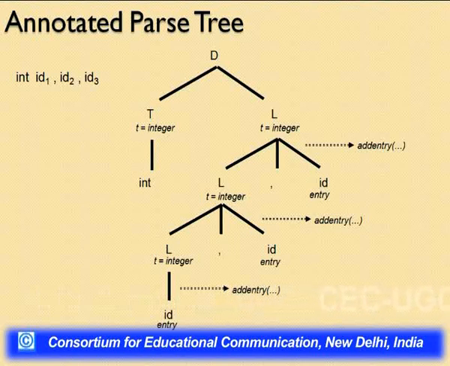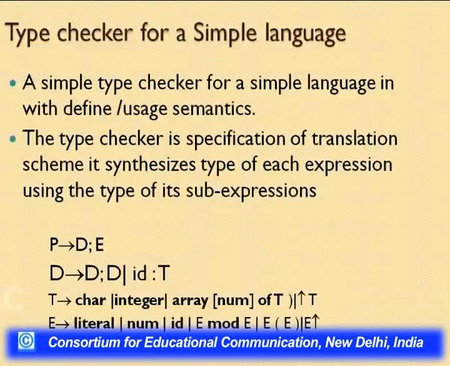So now we'll write a type checker that will extract the type information for an expression, for a statement, and then we'll have the type information for the entire program, because the program is nothing but a logical sequence of statements. So we'll just write a type checker for that very purpose. So just trying to implement a simple type checker. A type checker is a specification of translation schemes. It synthesizes the type of expression using the type of its sub-expression.